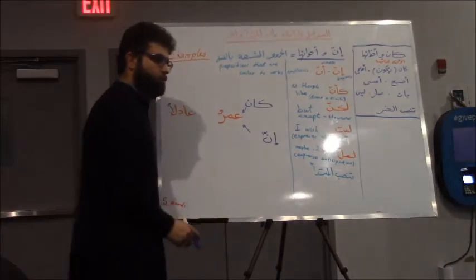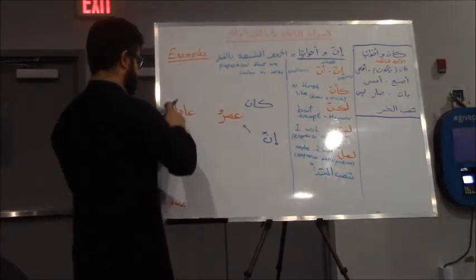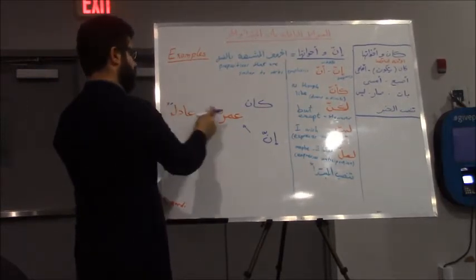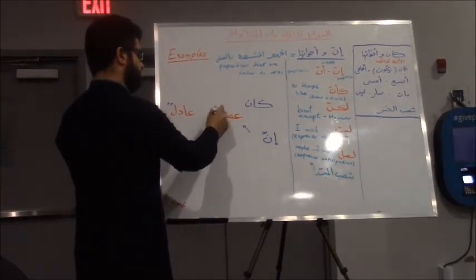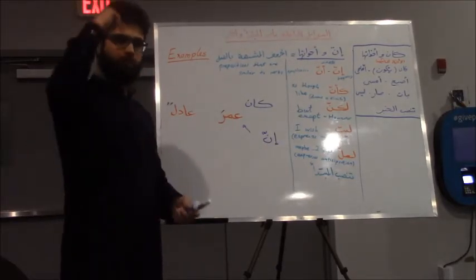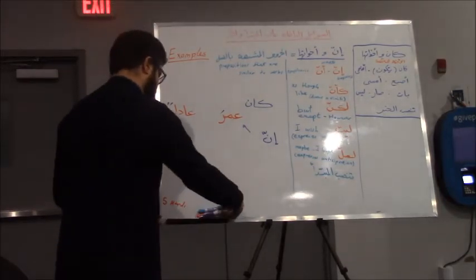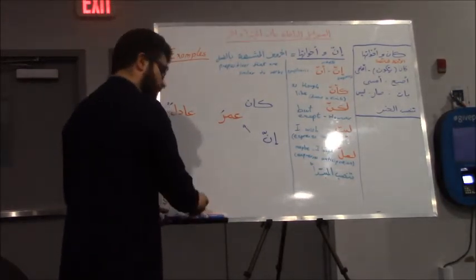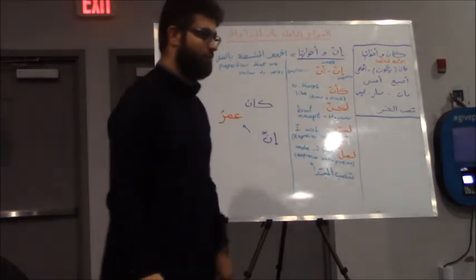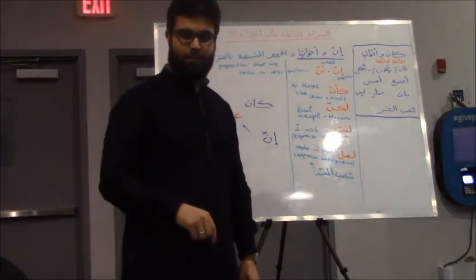So inna. So what happens now? Yeah, so now this guy goes back to being the khabar that is marfu', unaffected, and Umar, the name, becomes mansub because it's been affected by inna. So inna Umara adilun. So now the emphasis is not on his justice. Justice has already been established, that exists, but we're just emphasizing Umar. We're emphasizing him specifically being adil.